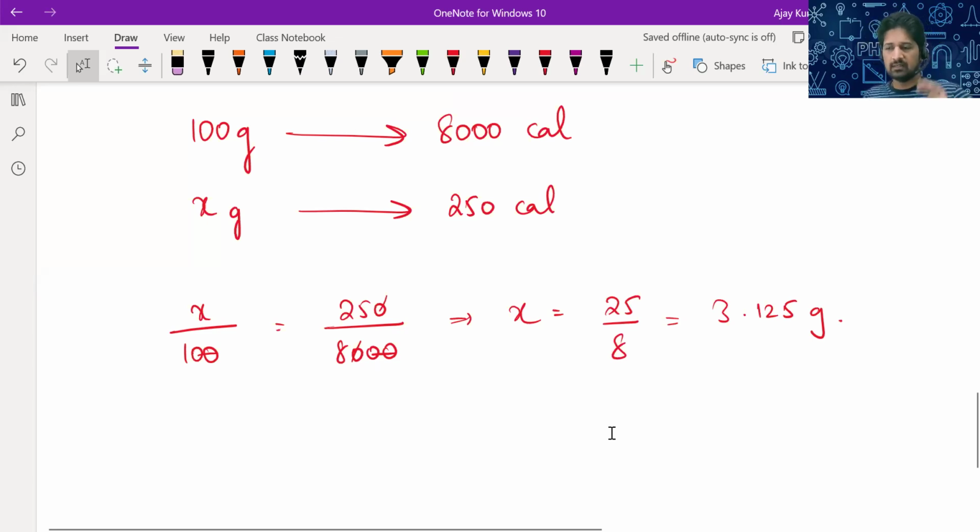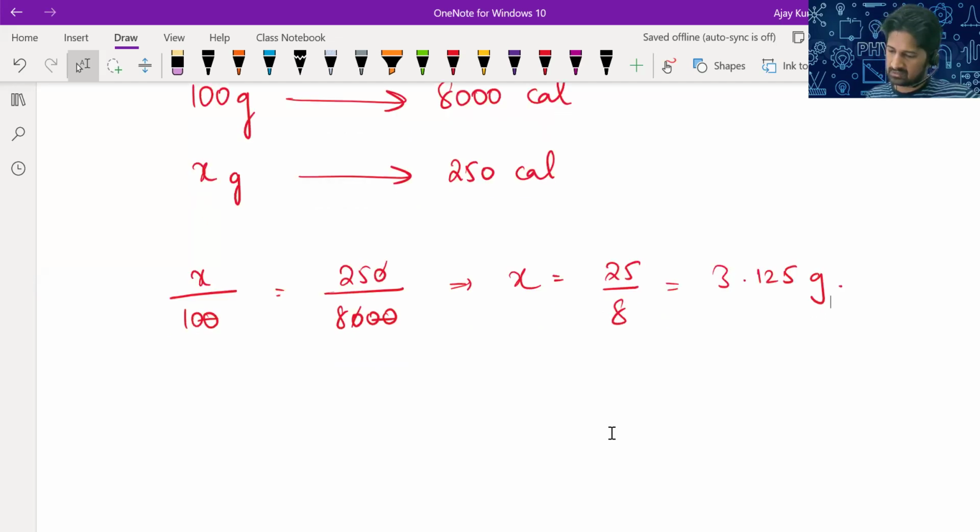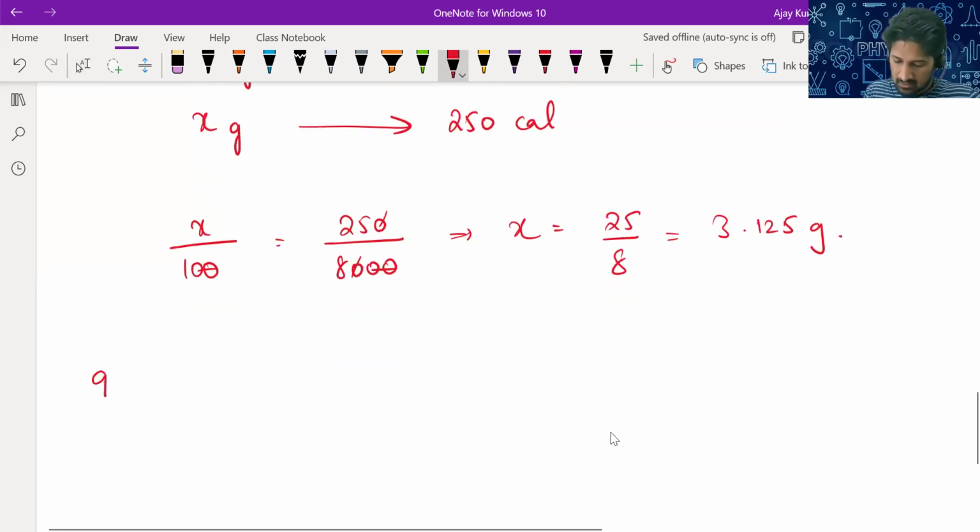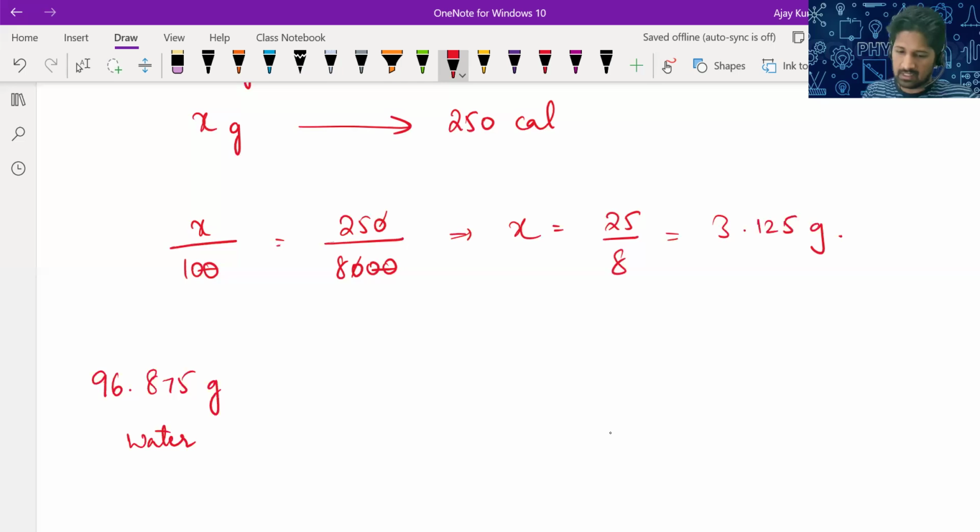How much water was there initially? 100 grams was there. 3.125 converts to ice. How much remains as water? 96.875 grams stays as water.